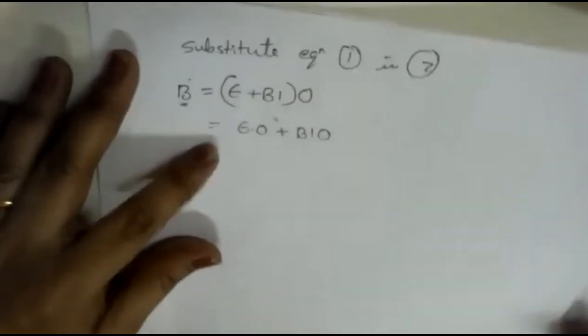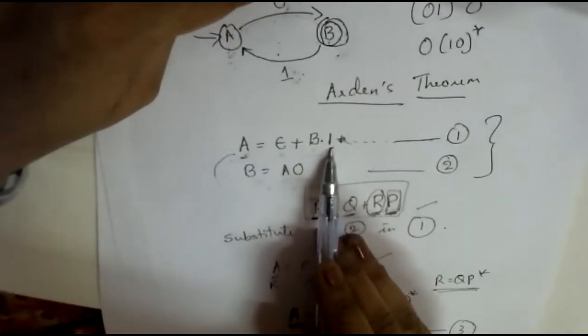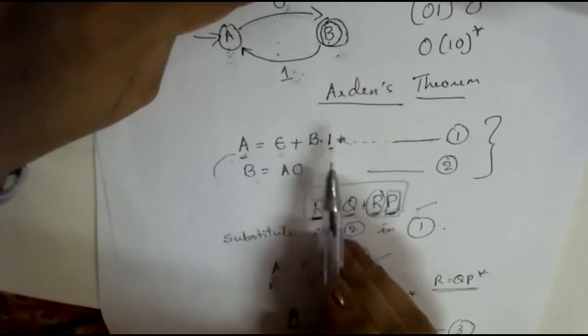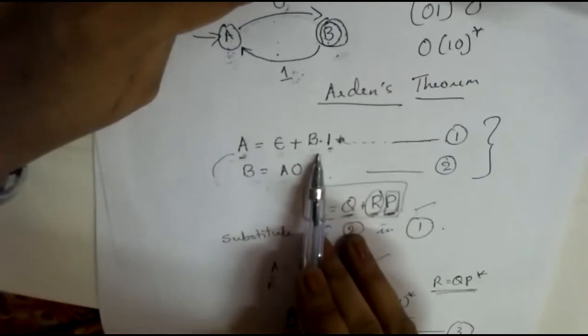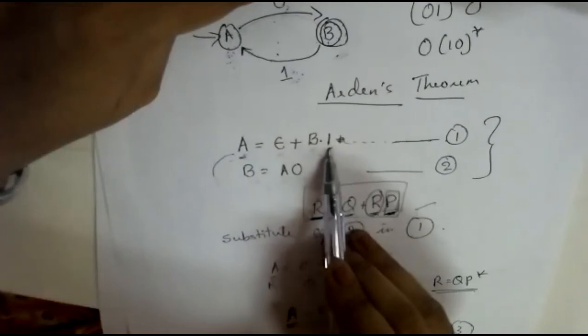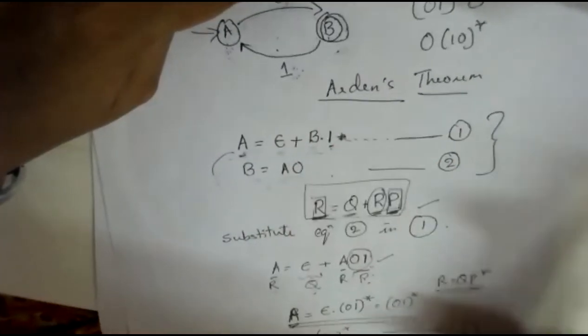And one more thing I forgot to tell you. The equation should always be in this form only: state first and then the input. If you write the other way around, it will be wrong, and you'll not get the answer. The equation should be in the same format: the state and then the input of the incoming arrow.